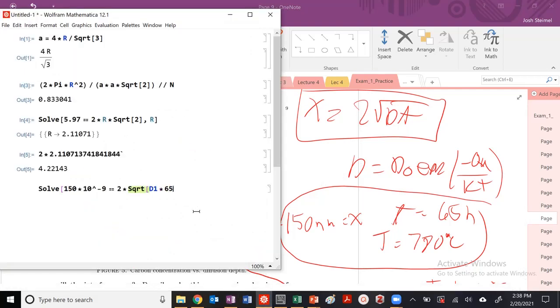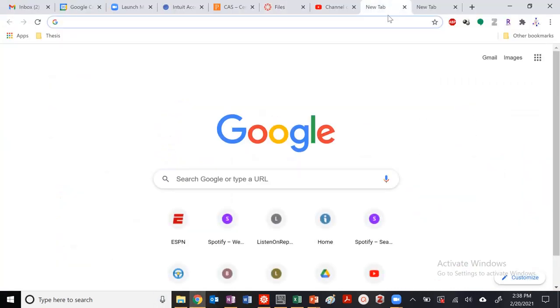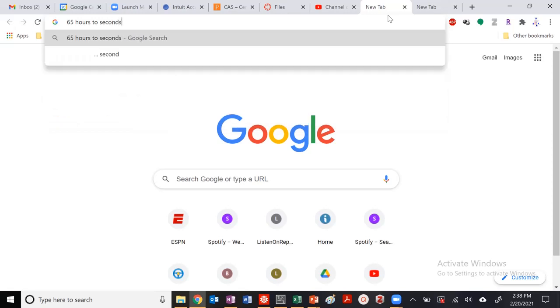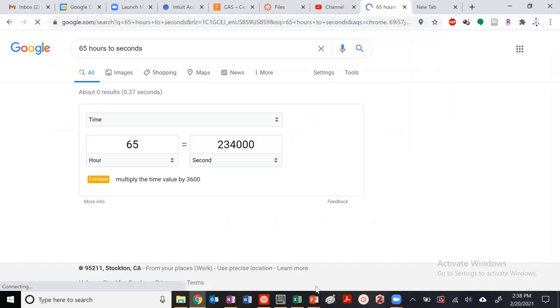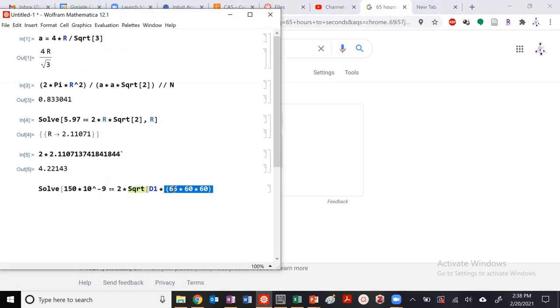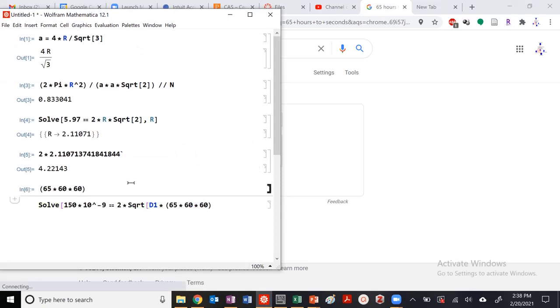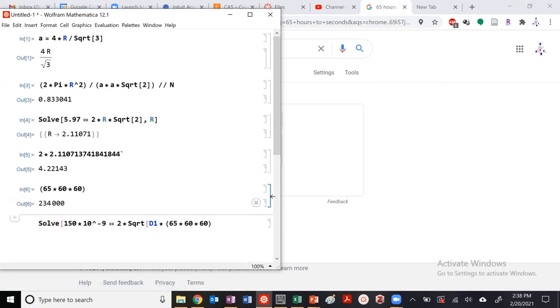So 65 hours times how many? We want everything in meters and seconds, so I want to convert 65 hours. So 60 minutes an hour, and 60 seconds per minute. I believe, hopefully, that's right. We could Google and make sure that that's the case. So let's just do 65 hours to seconds. Let's make sure, pull this out. Again, this will be our value. We could double check this. There we go. We can feel good about our math.